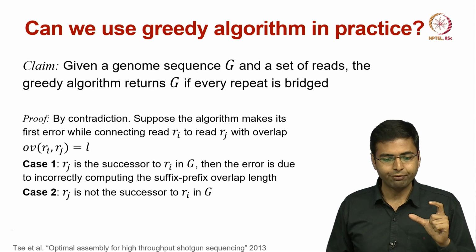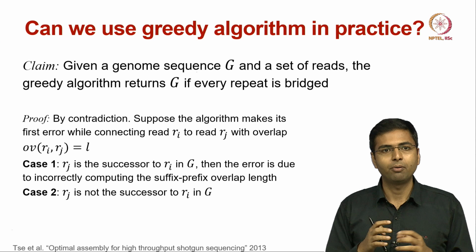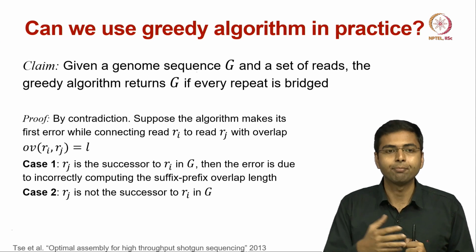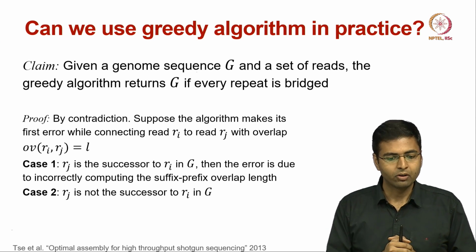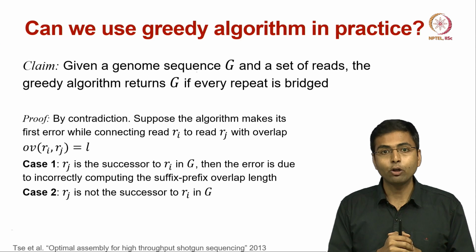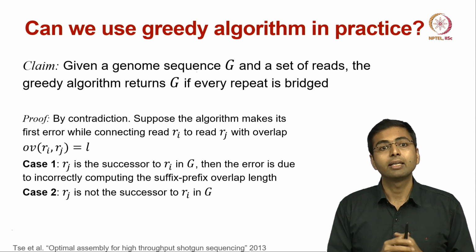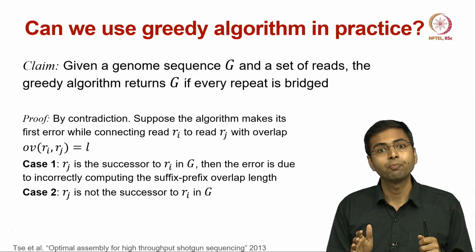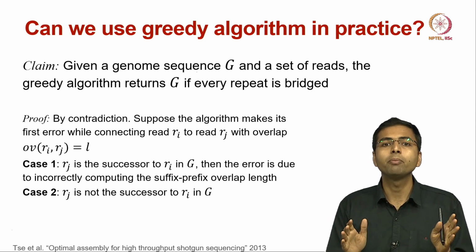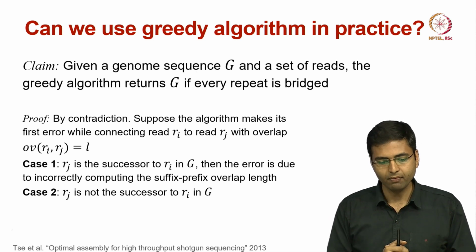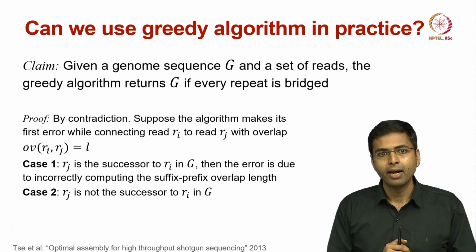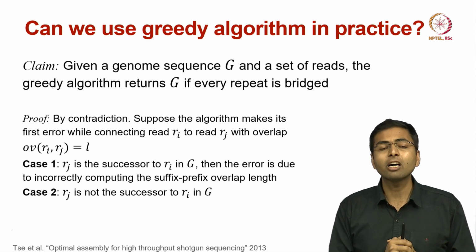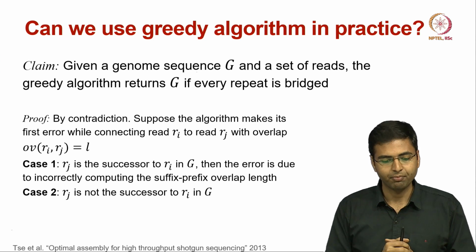Okay. So, now with these definitions I can put forward the following claim. Given a genome sequence G and a set of reads, the greedy algorithm is guaranteed to reconstruct the original genome sequence G if every repeat in the genome is bridged. And for this we are going to give a proof which will work by contradiction.